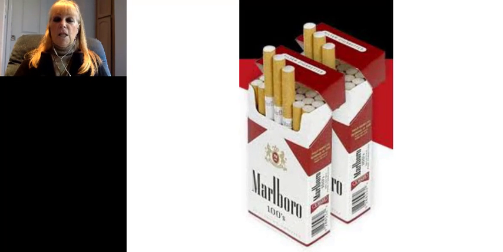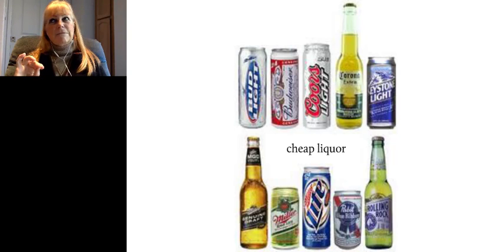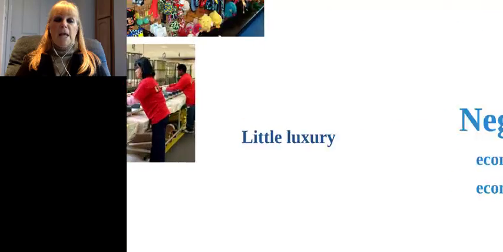It also includes things like cigarettes. Cigarettes are considered little luxuries. They're somewhat negatively correlated with the economy. And it includes cheap liquor. It does not include really expensive liquor, which is almost more neutral. But cheap liquor, people don't have a lot of money, but they still feel like, okay, I need a beer, I need something else.